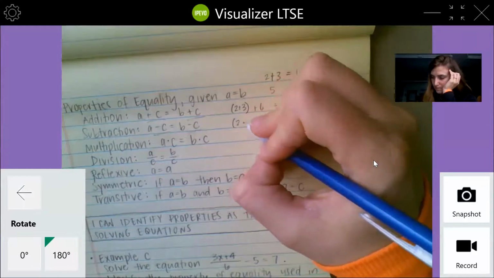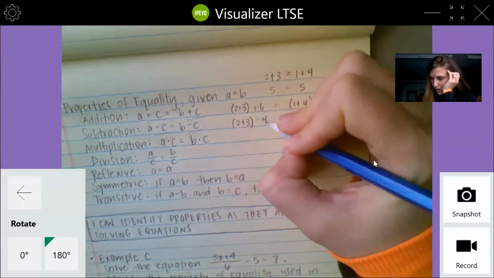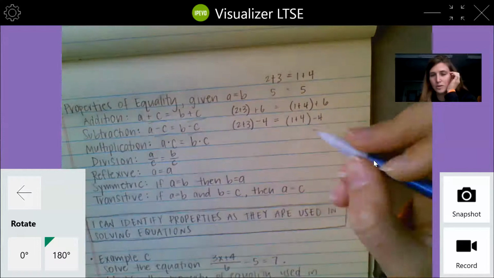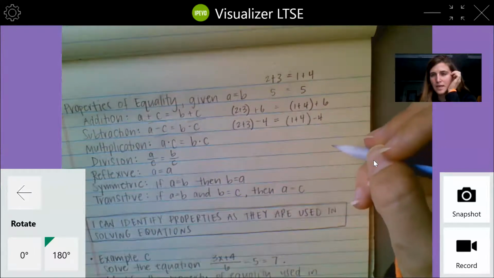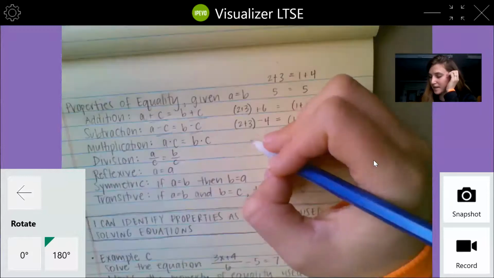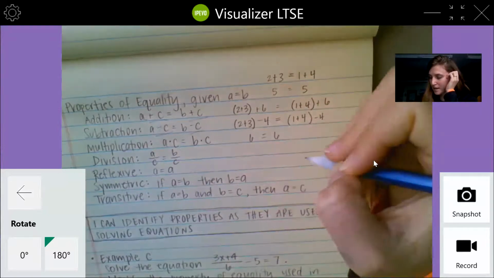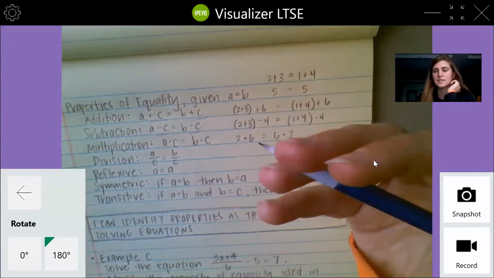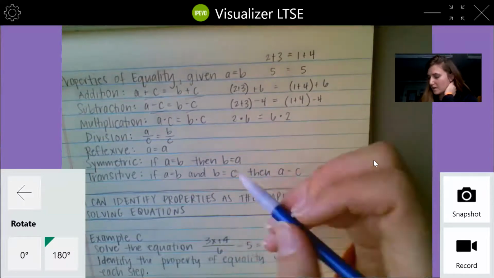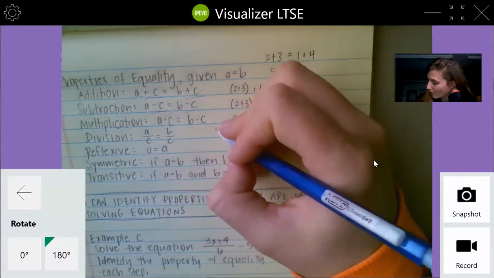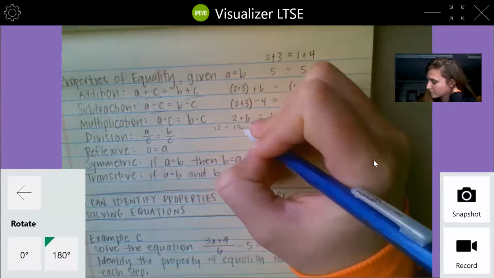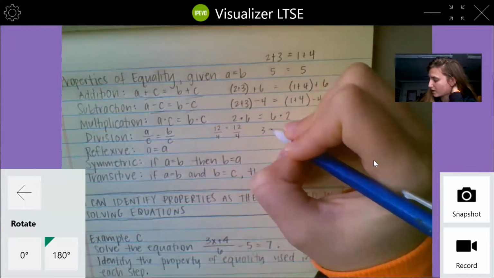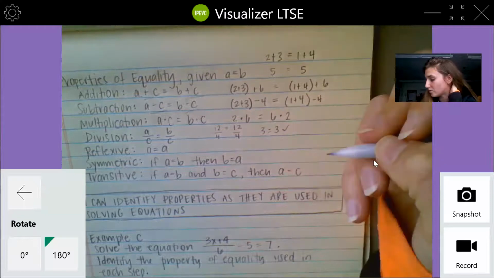Same thing if I did 2 plus 3 minus 4, that still would equal 1 plus 4 minus 4. They both equal 1 now. Same thing when we multiply. If I have 6 equals 6, and I multiply both sides by 2, this equation is still true. It's still equal. Same thing with division. If I had 12 equal to 12, and I divided both sides by 4, I would still get 3 on both sides. The equation is still equal.